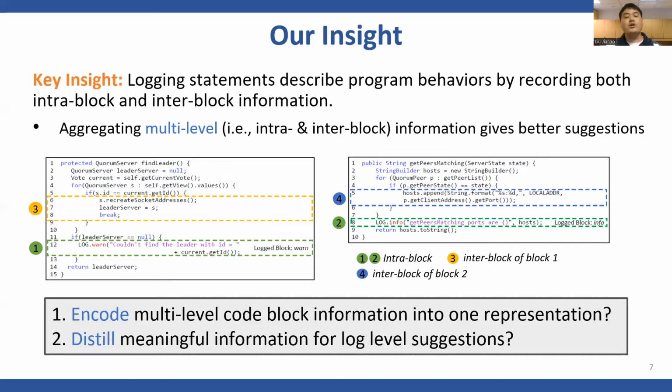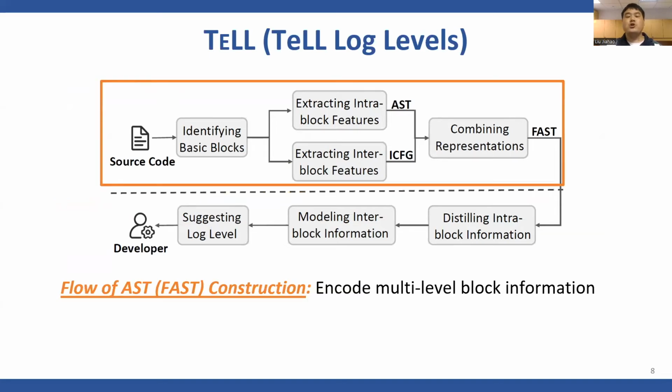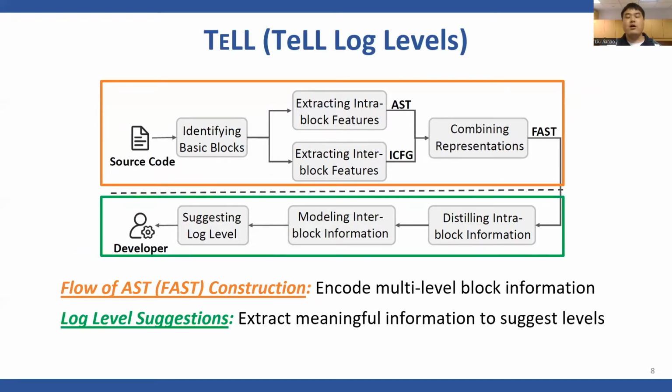First, how to encode multi-level code block information into one representation. Second, how to extract meaningful information for log level suggestions. To address these two challenges, we propose a new approach, TEL, to predict log levels by integrating both intra-block and inter-block information. We can see TEL contains two phases. First, build a joint representation to represent multi-level information, and then extract meaningful information for log level suggestions.